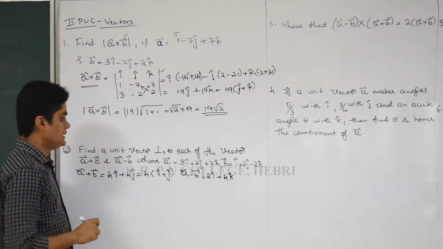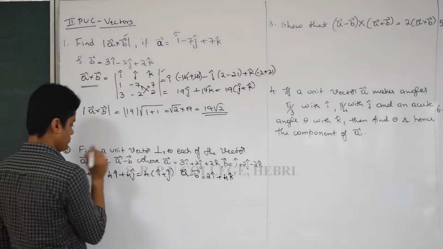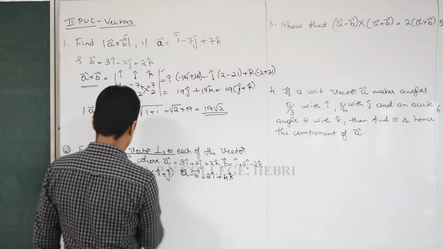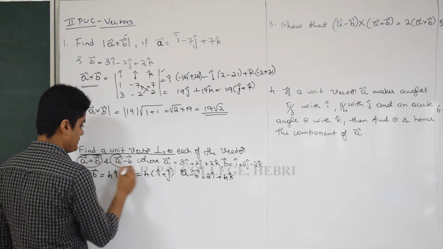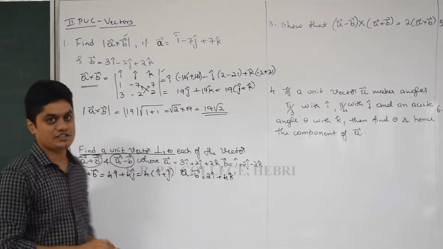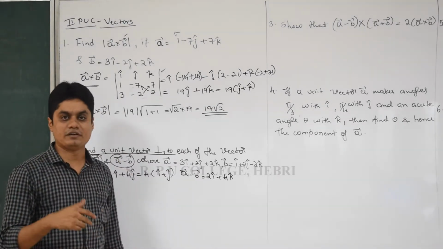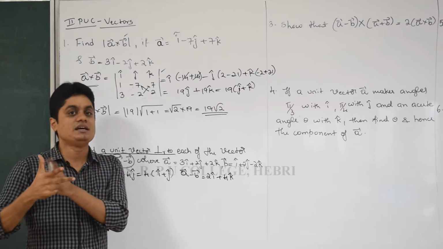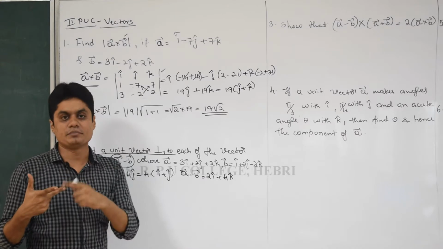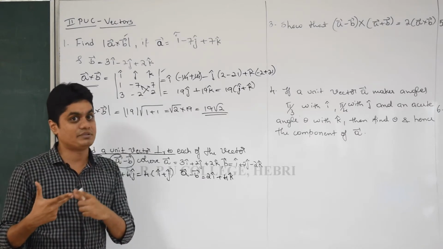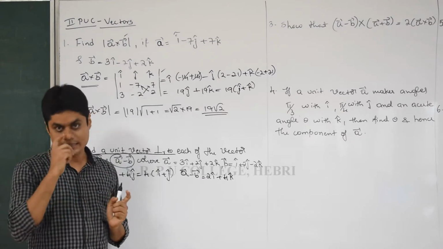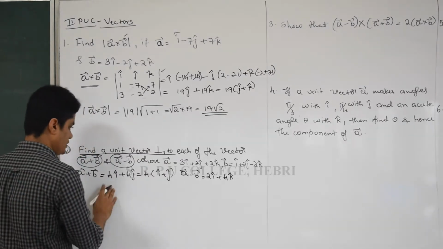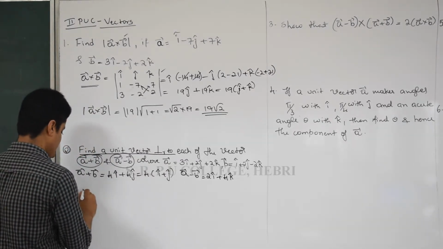Correct? Now read the question again. Find a unit vector perpendicular to each of the vectors A plus B and A minus B. So which vector is perpendicular to both A and B, which we learned in the definition of cross product? According to the right hand system, n cap is the unit vector perpendicular to both A and B. Now the question is how to get it. Remember that we have to find a unit vector, that is n cap.